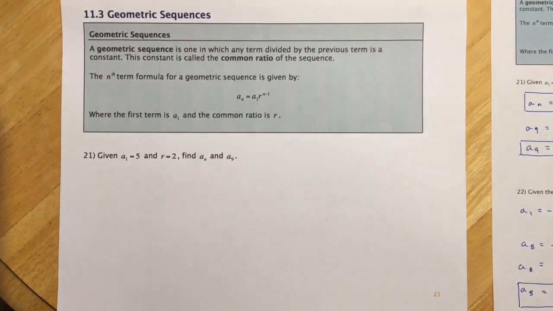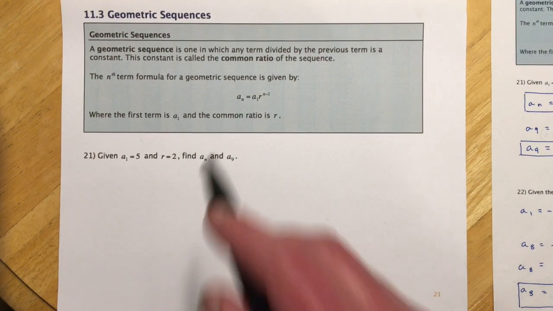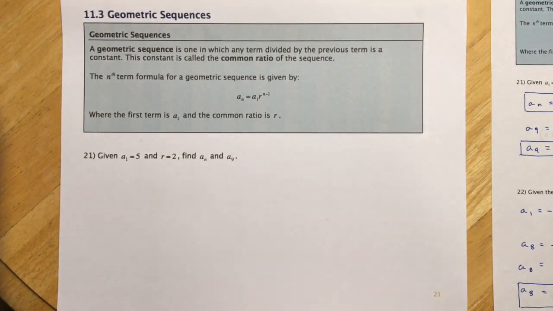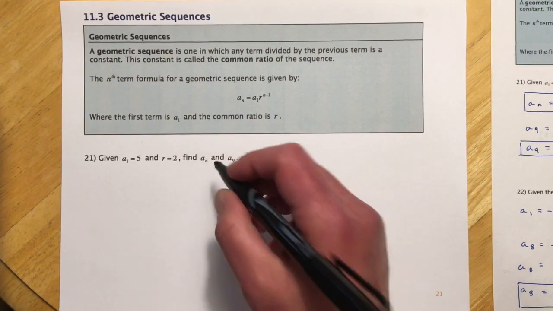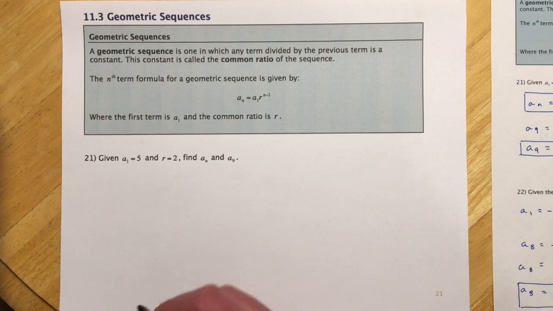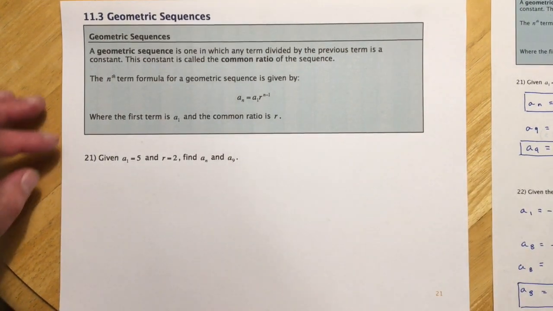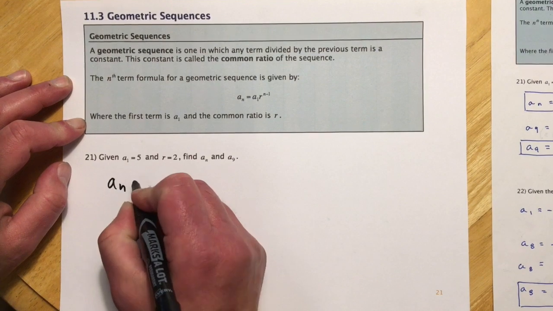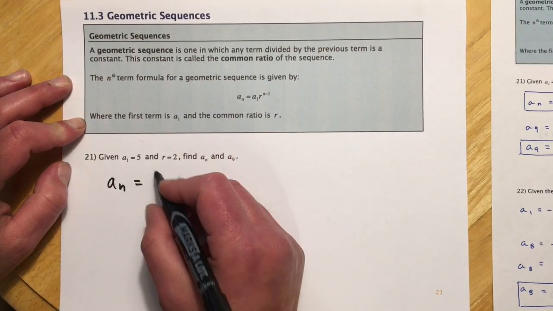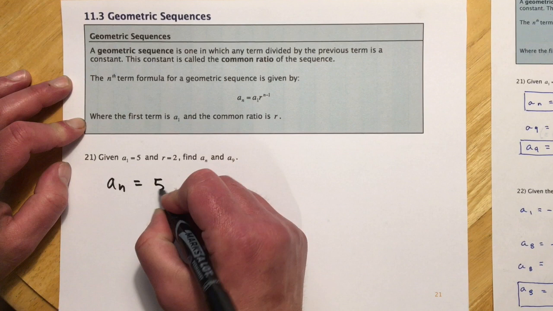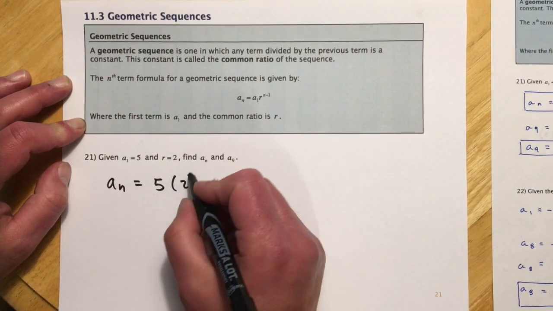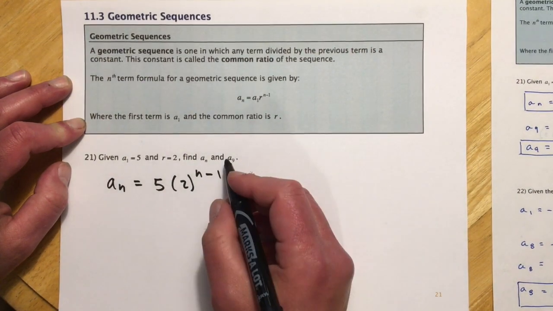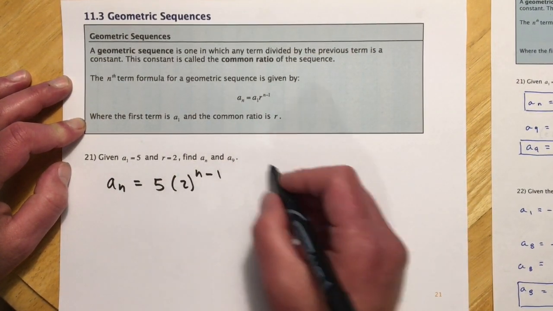Okay, so that brings us to the last section, which is 11.3, geometric sequences. And so this is when we have the common ratio instead of common difference. And this first one, we're given the first term and the ratio, and have to find the nth term and the 9th term. So very similar to the first problem in 11.2. So the nth term is just going to be, kind of plug it in here. So A sub 1 is 5, and then the ratio is 2, raised to the n minus 1. And then to find the 9th term, I can just plug in 9 for n.